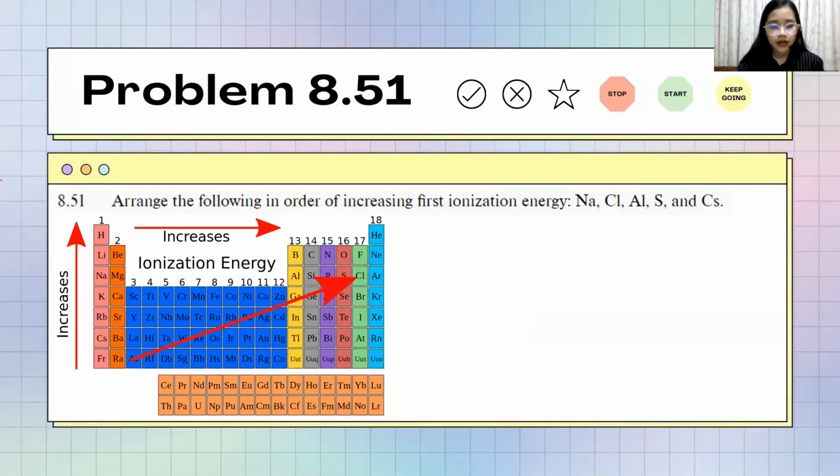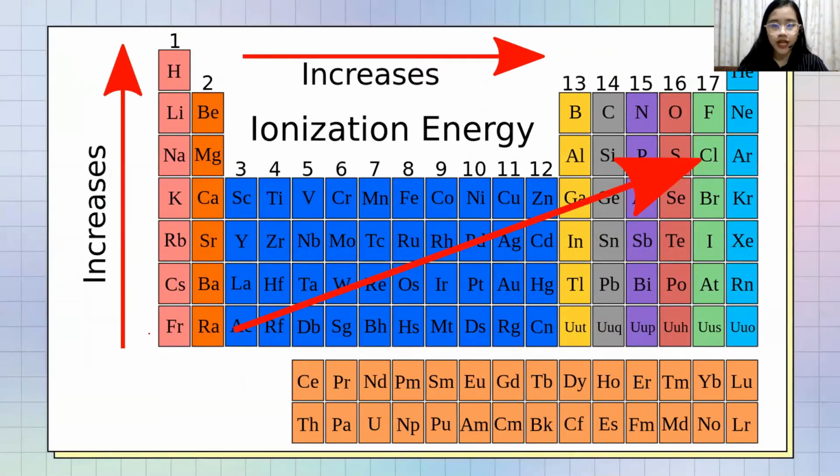Next problem, 8.51. Arrange the following in order of increasing first ionization energy: sodium, chlorine, aluminum, sulfur, and cesium. First, ionization energy refers to the amount of energy needed to remove an electron from an atom. I have here the table that indicates that the ionization energy decreases from top to bottom in groups, and increases from left to right across the period.